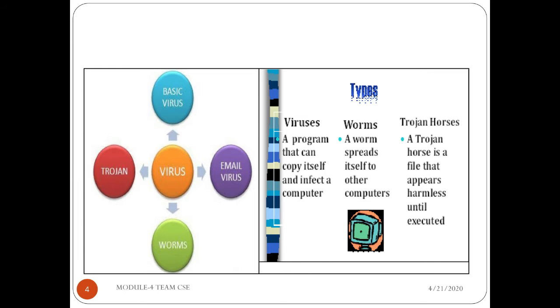Consider the basic types: viruses, Trojans, email viruses, worms. These are the available things. With respect to terms, you can understand like this. A virus means a program that can copy itself and infect the computer. What does a worm mean? A worm spreads itself to other computers. A Trojan horse is a file that appears harmless until executed. These are the different terminologies available.